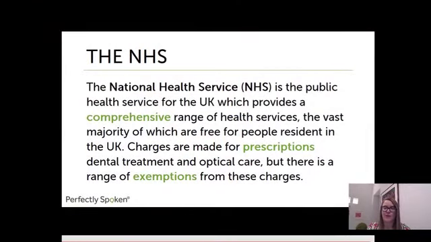So I'm going to tell you, because I'm English, what happens in the UK. So in the UK, we have the National Health Service, the NHS. And this is the public health service for the UK, which provides a comprehensive range of health services, the vast majority of which are free for people resident in the UK. Charges are made for prescriptions, dental treatment and optical care, but there is a range of exemptions from these charges.